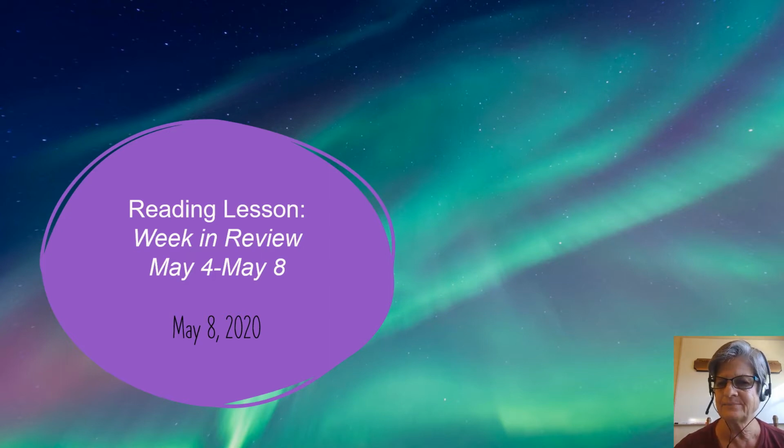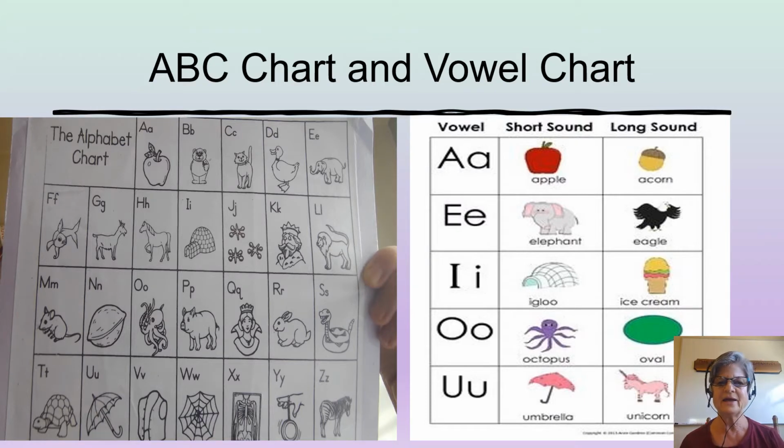Let's go on. Okay, on this page, we're simply reviewing the ABC chart and the vowel chart, something we've done before, but it always helps to review. You know how we point and say the letters of the alphabet chart, and then we say the sounds. So let's first point to the letter A. Okay, ready? Let's everyone go.